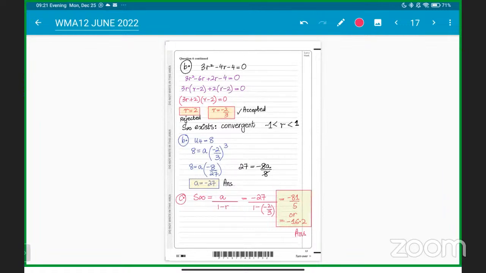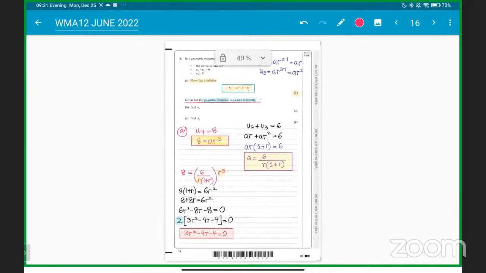Remember this concept. When the sum to infinity will exist, the common ratio will be between -1 and 1. And therefore, we are rejecting 2 because of that. Although 2 can be an answer in normal circumstances, the common ratio can be 2, but not for this question. Okay, understood? Clear?